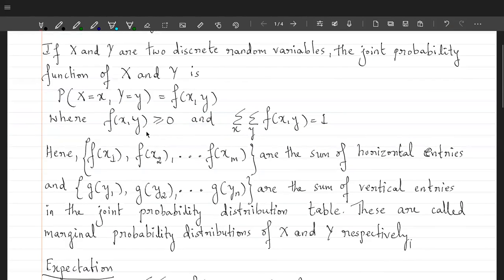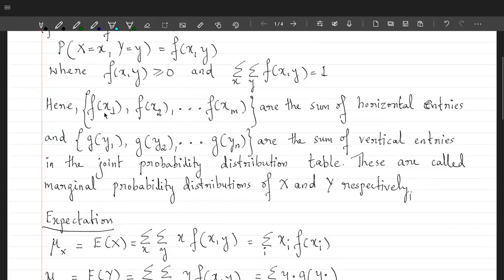And f(x, y) should satisfy these conditions: f(x, y) should be greater than or equal to 0, that is, every probability must be greater than or equal to 0, and the double summation, first summation over x, second summation over y, of f(x, y) should be equal to 1. That is, total probability must be equal to 1.